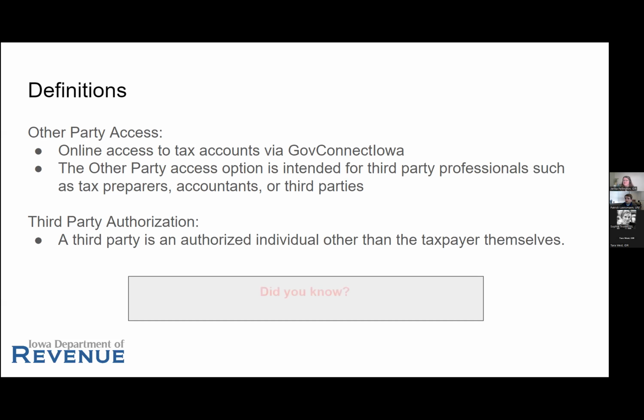I will say this is a fun, did you know, but online access does not include or equal third-party authorization. And it's very important that we make that distinction up front. So if you have access to the tax accounts on GovConnectIowa, and then say that you have a question about the tax account, or you have a question about an application or form that you had submitted, and you contact the department, we may require a third-party form in order to assist you based on what you provided previously. So just keep that in mind as you contact the department.